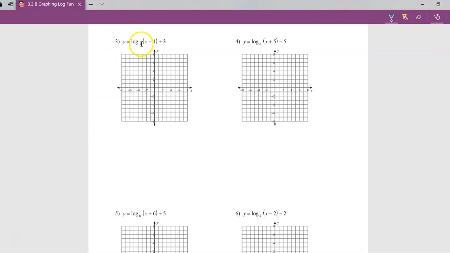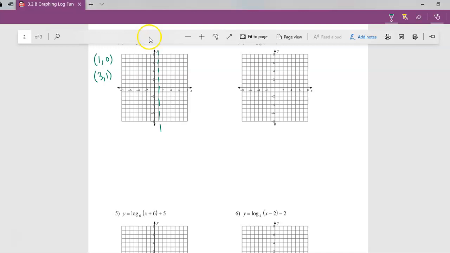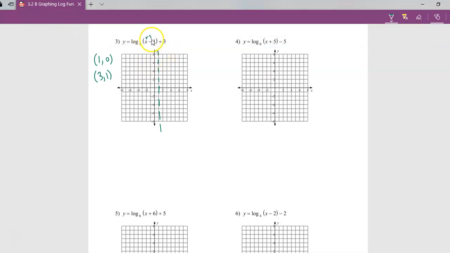Okay, so here we have base 3. So I know the points 1, 0 and 3, 1 are the 2 points I'm transforming. The vertical asymptote is going to go right 1. So usually at 0, 0, but because everything moved right 1, it's going to go right 1. So right 1, up 3. So 1, 0 is going right 1, up 3. So it's going to be at the point 2, 3. So that one transforms to 2, 3.